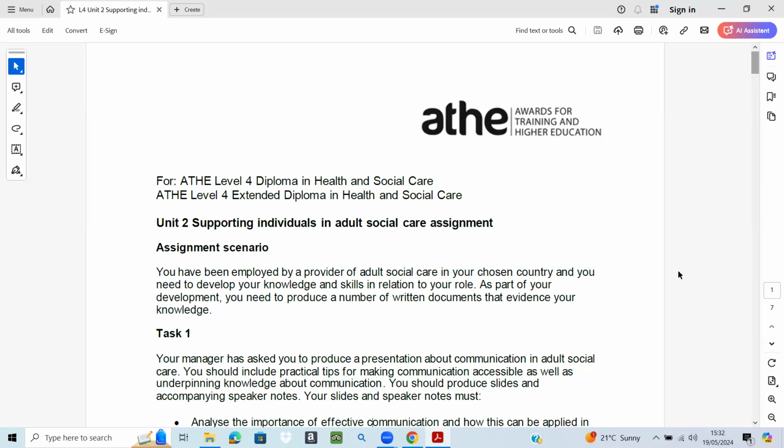As you all know, this course is the Diploma in Health and Social Care for the ATHE Level 4, and now we are discussing Unit 2. First we'll do a quick review of all the important aspects which we have discussed in Unit 2, starting with Learning Outcome 1.